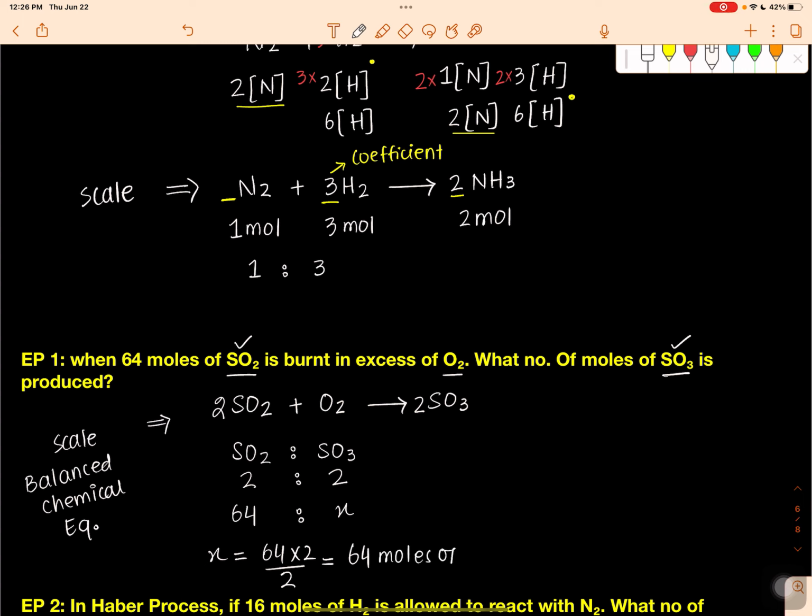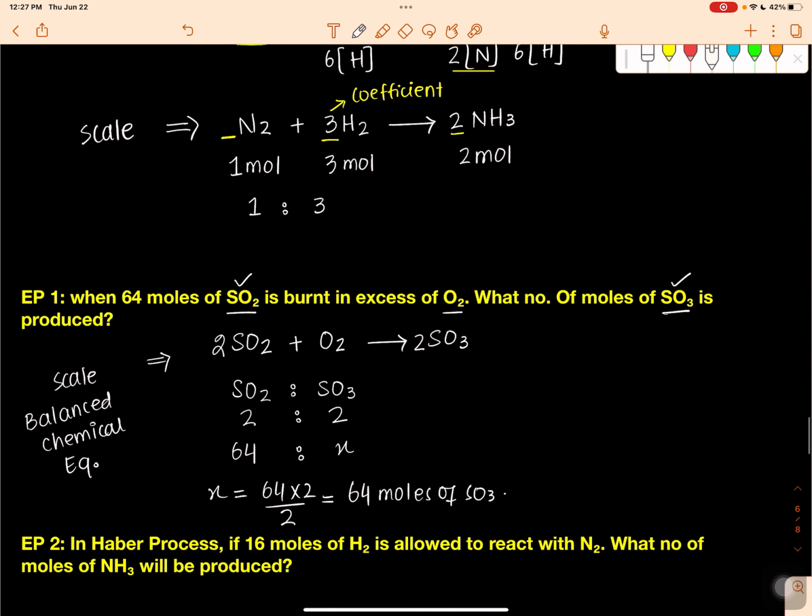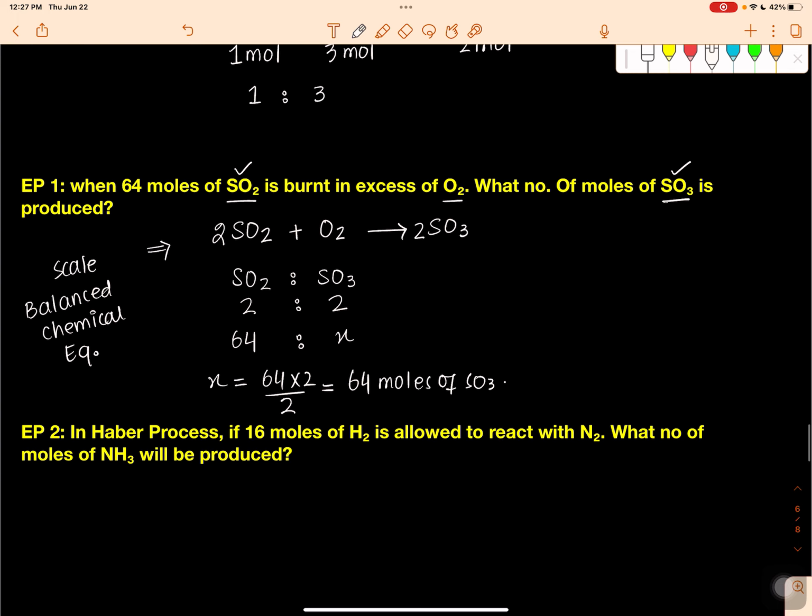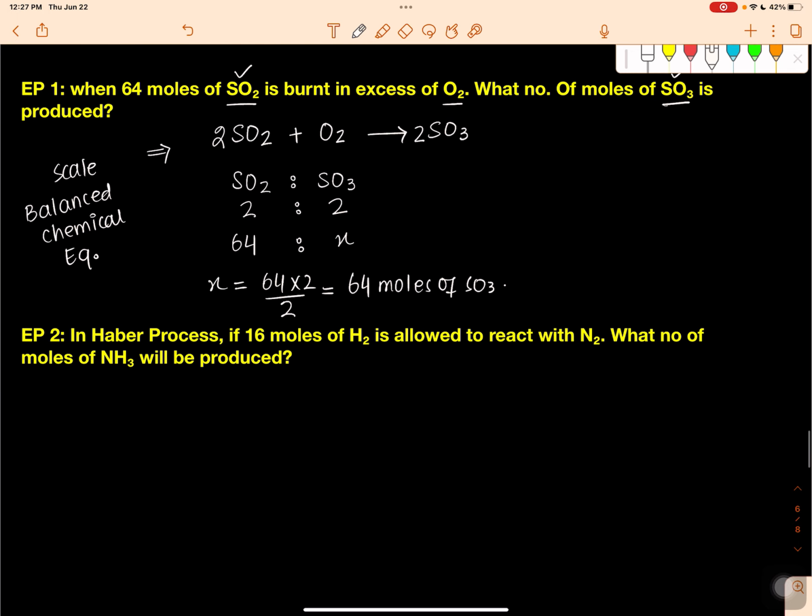Moles of sulfur trioxide. Now, this problem is a very direct problem in which you see that the scale is in a 1:1 relationship. This means that whatever amount of starting material I take, it's going to give me the very same amount. So this is a direct problem. Let's look into another problem.